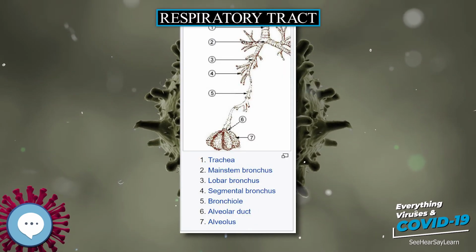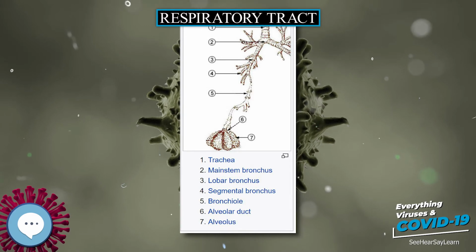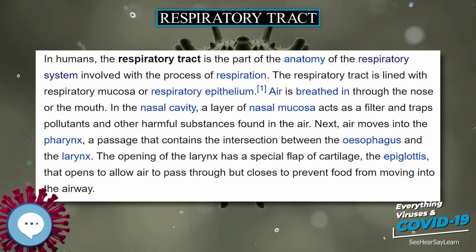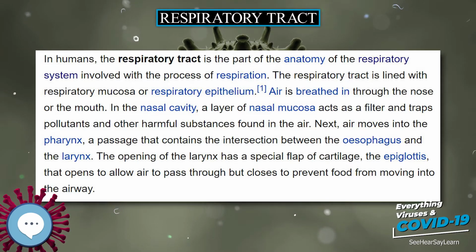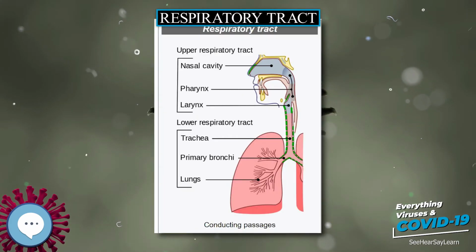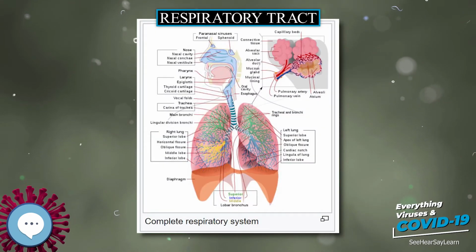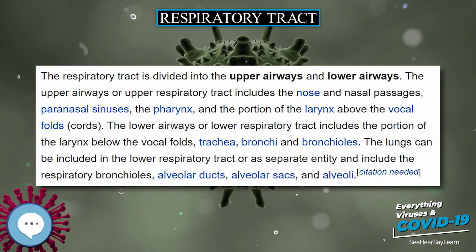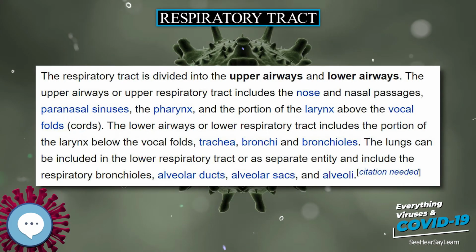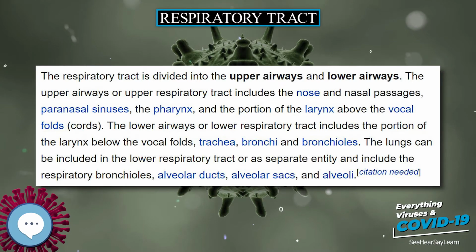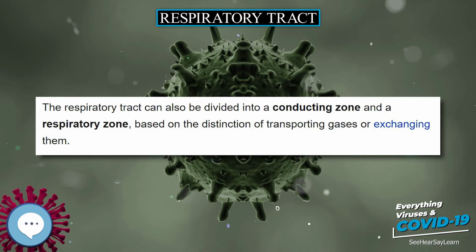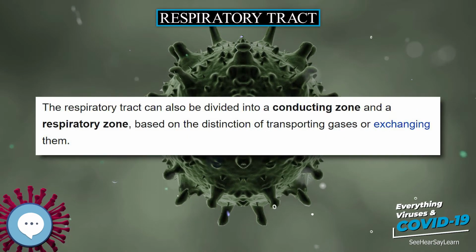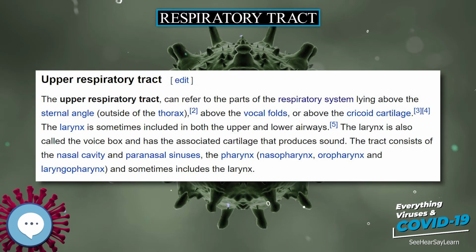The respiratory tract can also be divided into a conducting zone and a respiratory zone, based on the distinction of transporting gases or exchanging them. The conducting zone includes structures outside of the lungs, the nose, pharynx, larynx, and trachea, and structures inside the lungs, the bronchi, bronchioles, and terminal bronchioles. The conducting zone conducts air breathed in that is filtered, warmed, and moistened, into the lungs. It represents the 1st through the 16th division of the respiratory tract.